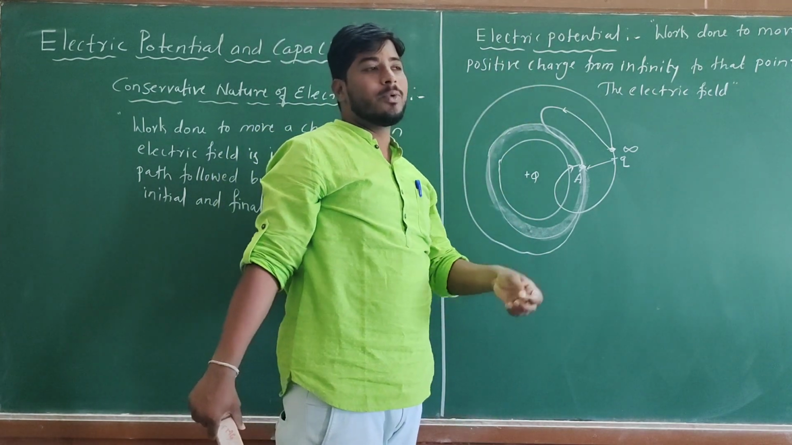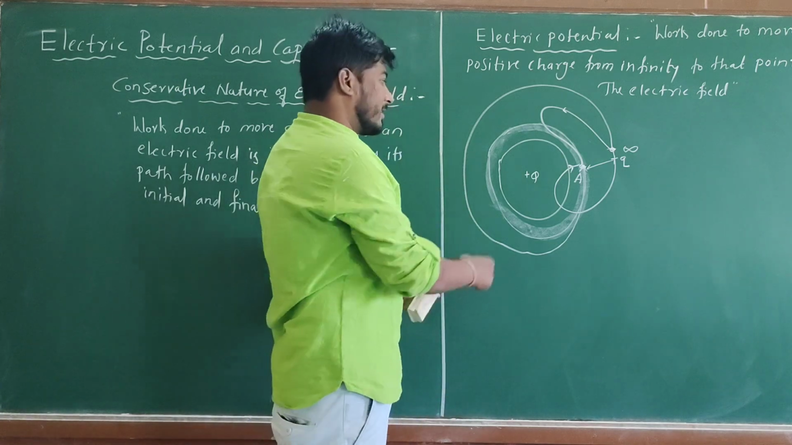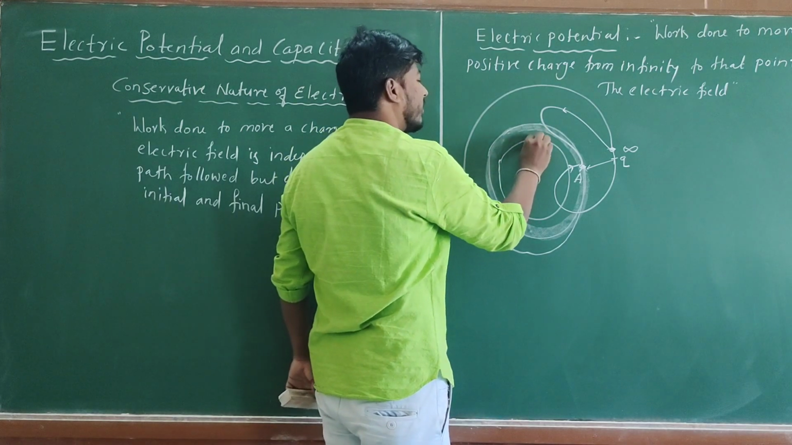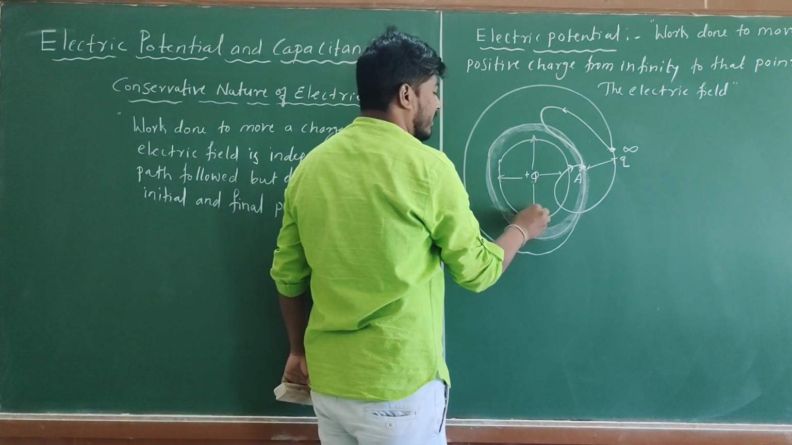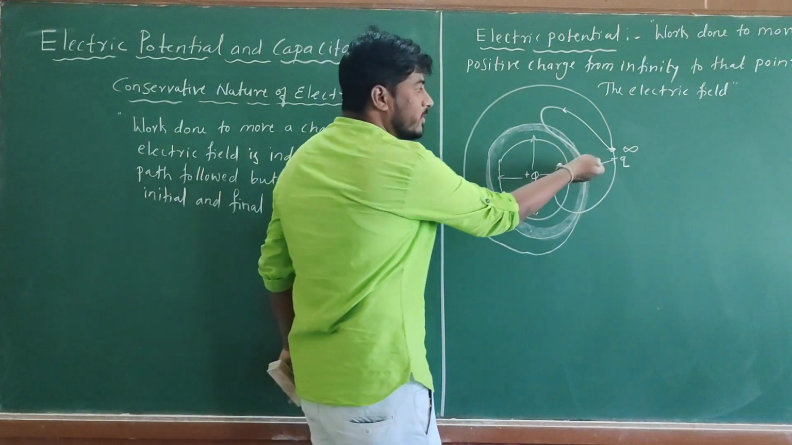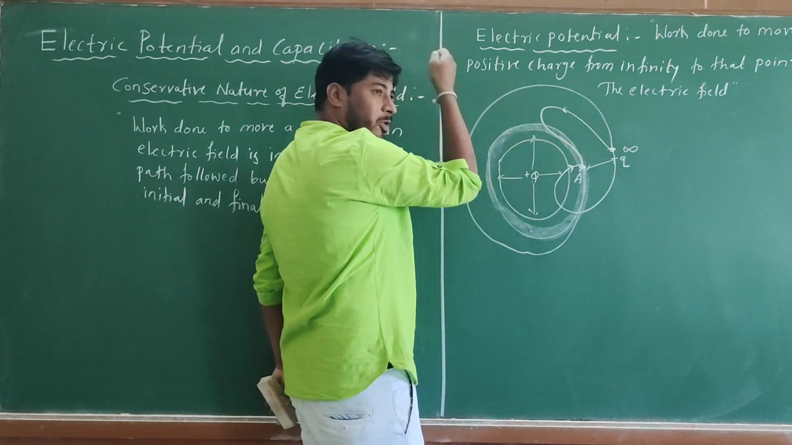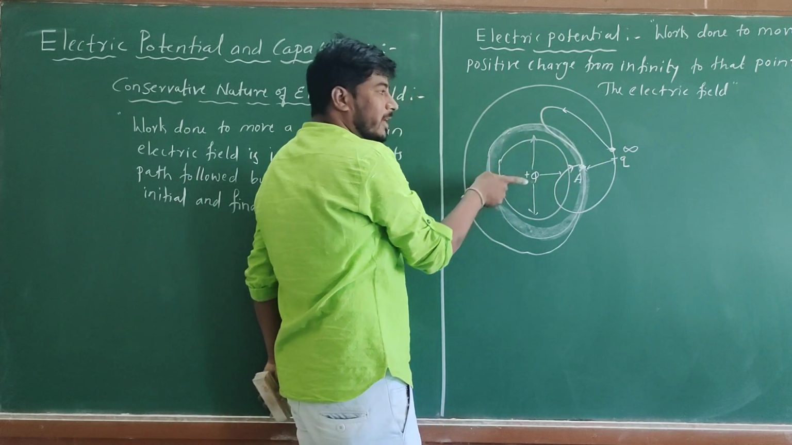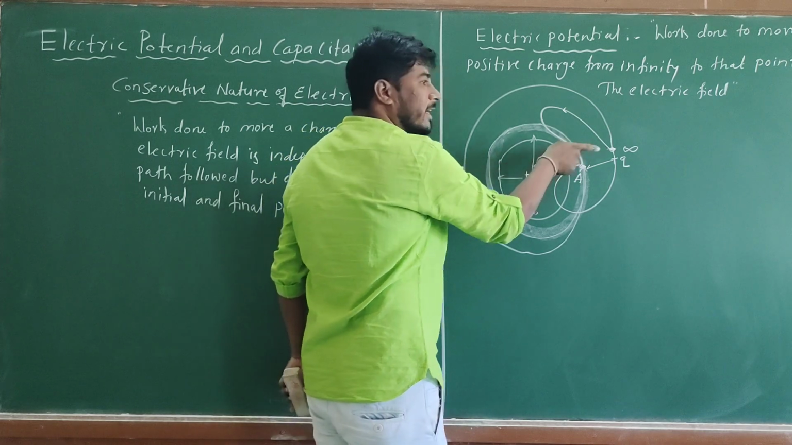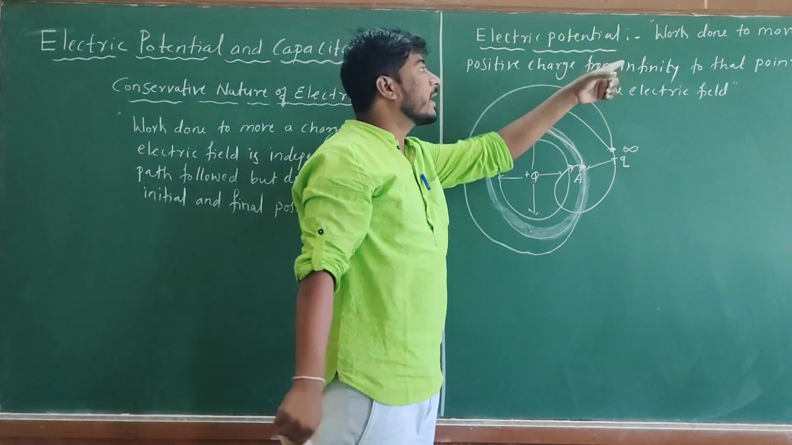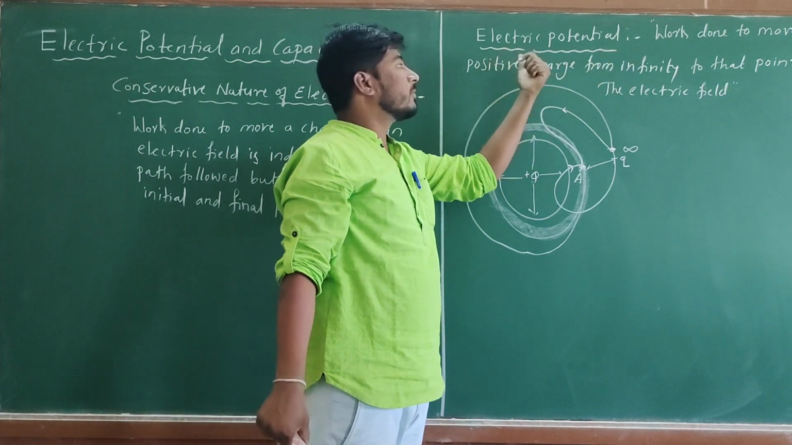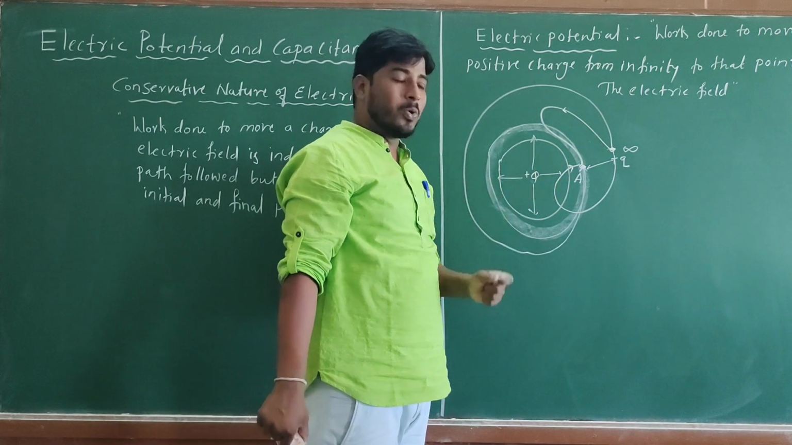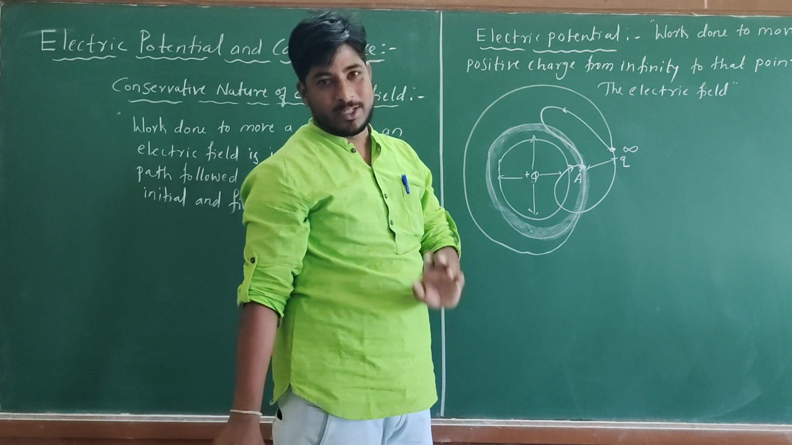Why am I saying that we are doing the work against the electrostatic force? Because there is a positive test charge, and for a positive charge the electric field is always away from this charge, like this. So if I want to bring this unit positive charge from infinity to this point, I have to do the work against this electric field. That is why I wrote that it is work done to move a charge from infinity to that point against the electrostatic field or electrostatic force. We call it the electric potential.